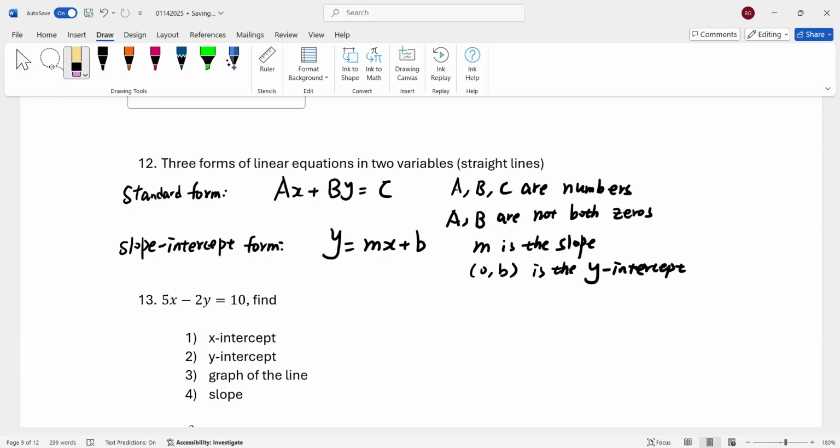Since we're able to identify the slope and the y-intercept directly from the form, the name of the form is slope-intercept form, okay? The third form is called the point-slope form. Point-slope form.